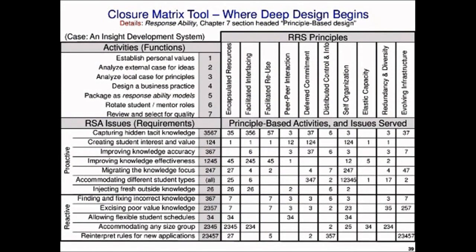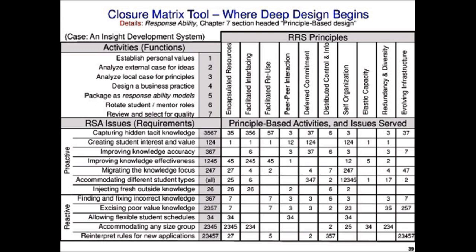Final tool is what we call the closure matrix, and I claim this is where real design really begins. All of the stuff before is getting your mind in a space that very conceptually can deal with what has to happen. This is like the house of quality. We have 3 concepts here. We have activities, which are identified on that slide that had the red and yellow bubbles. We have issues, which were identified as response needs. And then we have design principles, 10 of them.